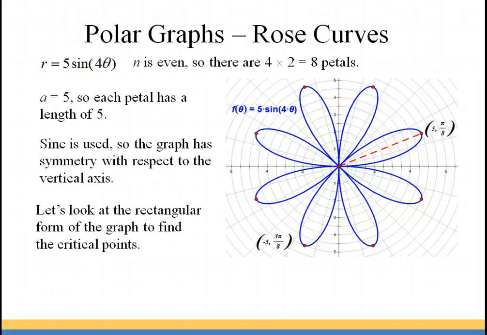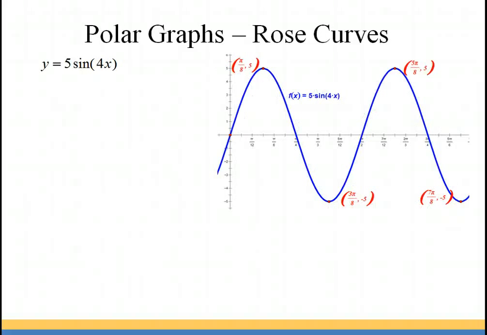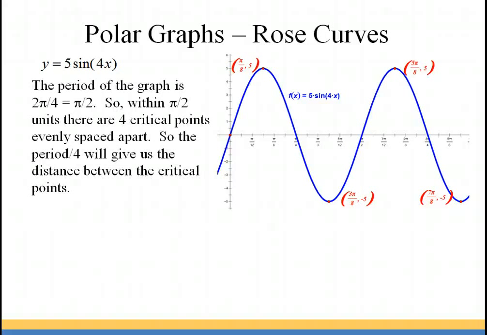And we're going to do that by comparing our graph to the rectangular form and finding the critical points. So looking at the rectangular form of y equals 5 sine 4x, you can find the period of the graph by dividing 2 pi by 4, which in this case simplifies down to pi over 2. So within pi over 2 units, we're going to have 4 critical points. So remember, that's going to create one entire period. So you should have a 0, a high, a 0, a low, and another 0 within pi over 2 units.